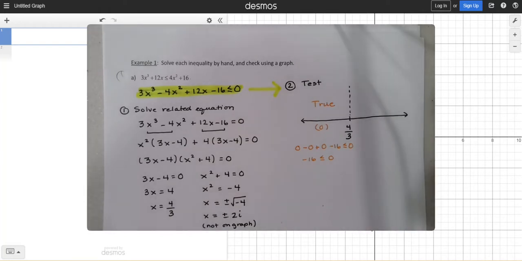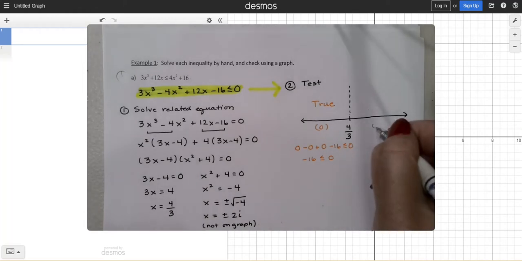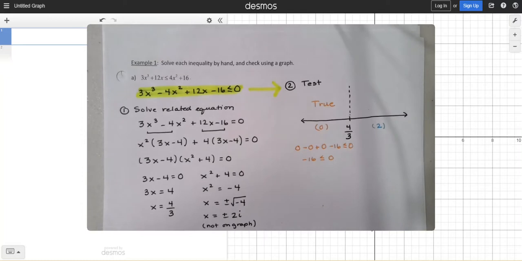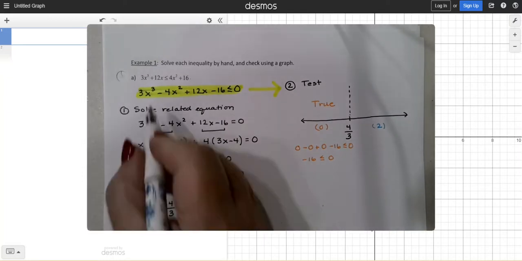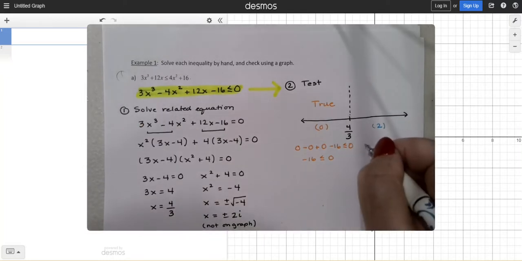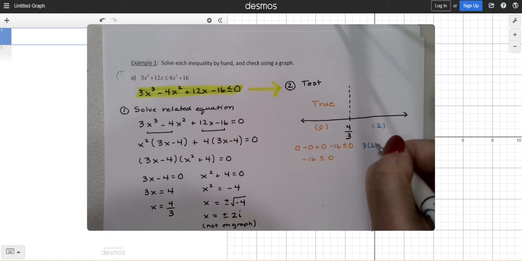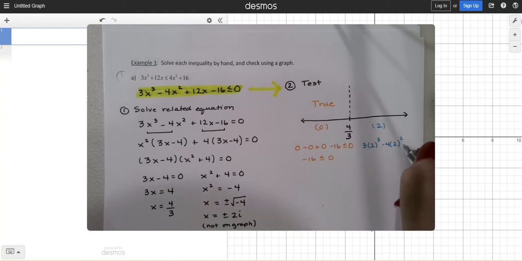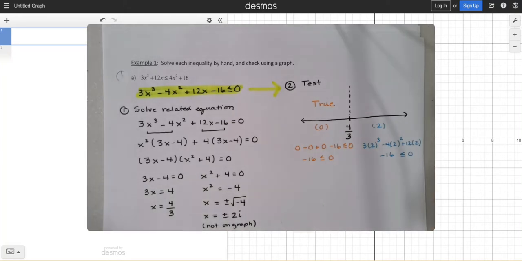Let's pick a test value now on the other side of 4/3. Anything bigger than 4/3 is fine. I'm going to go with 2. If I plug 2 in here, 3 times 2 cubed minus 4 times 2 squared plus 12 times 2 minus 16 is supposed to be less than or equal to 0.